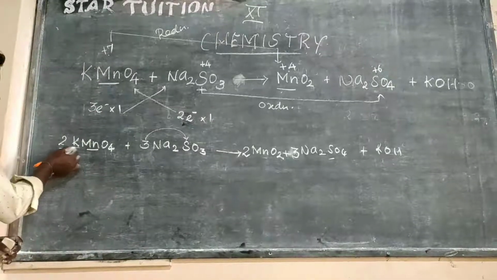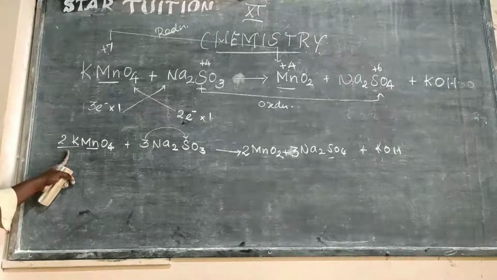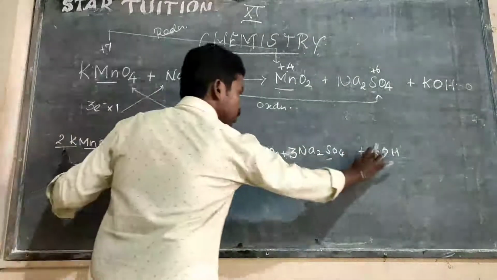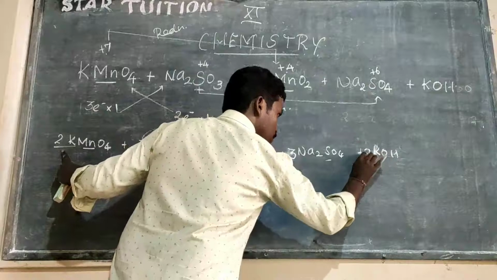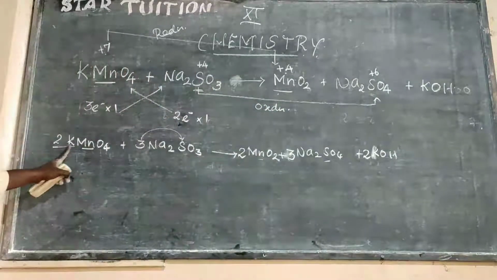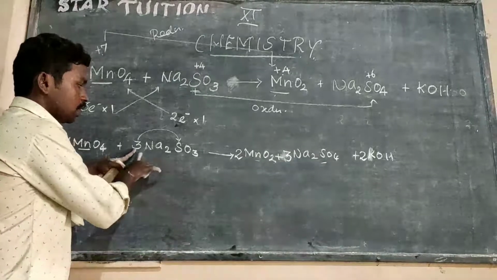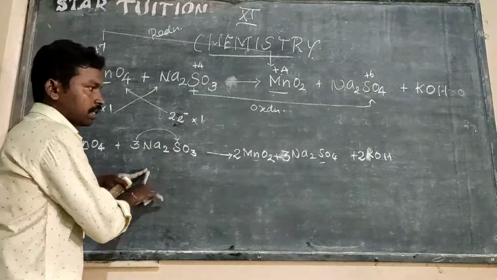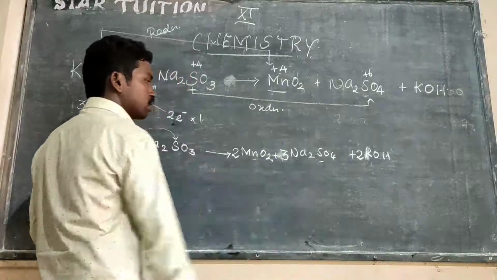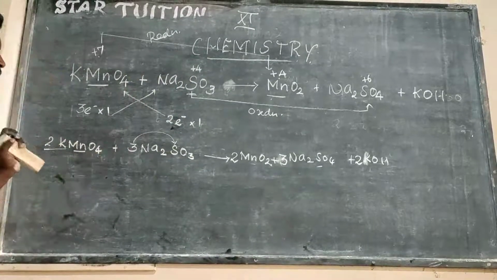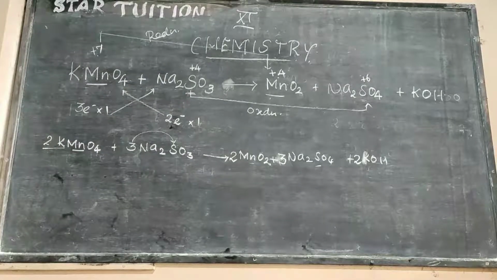Let us start with potassium. 2 potassium atoms in the reactant side, but product side only 1 potassium. So here we have to write 2. So potassium is balanced. Then manganese we have already balanced. Then come to sodium, 3 2s are 6. In this side there are 6 sodium. Here also 3 2s are 6. So sodium is also balanced. Then sulfur we have already balanced. So step 4 is completed.